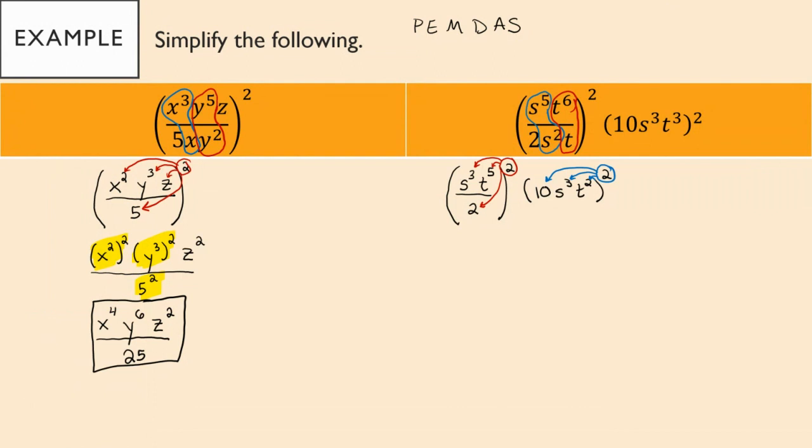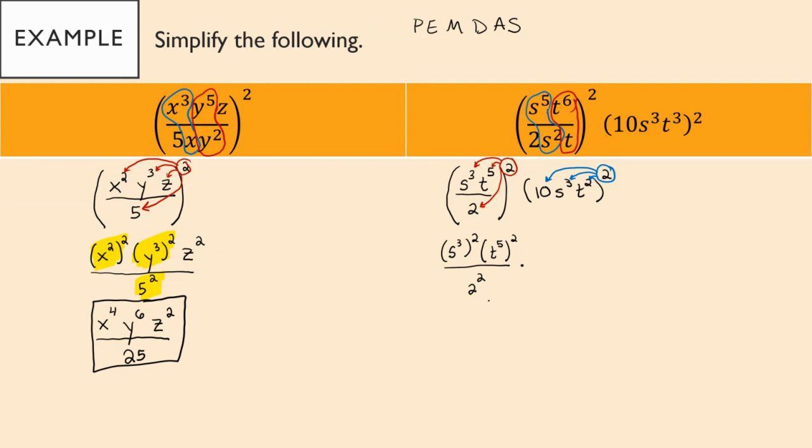So first parenthesis, we have s cubed. That's going to get a square. Then we have t to the 5th, which is also going to get a square. And then in the bottom, we have 2, which is getting a square. Now, I'm distributing again here.